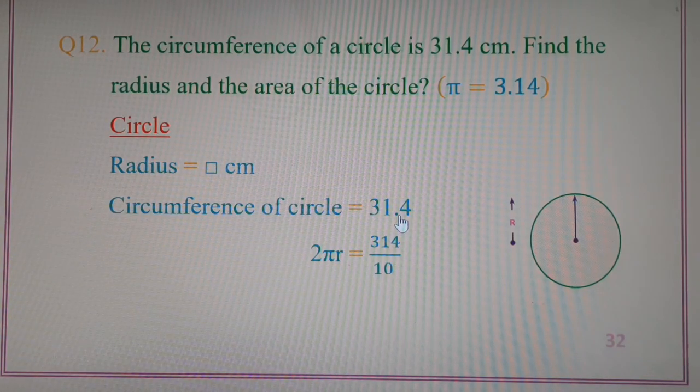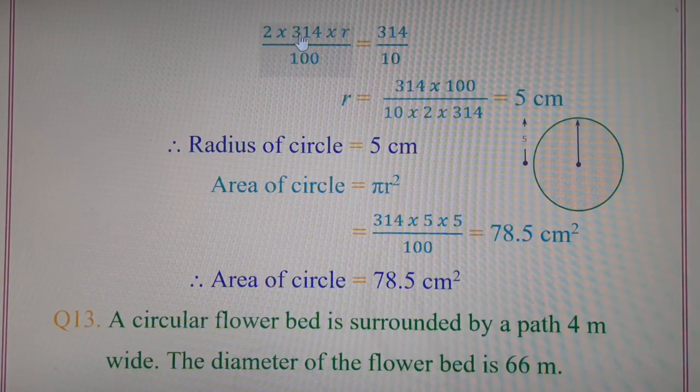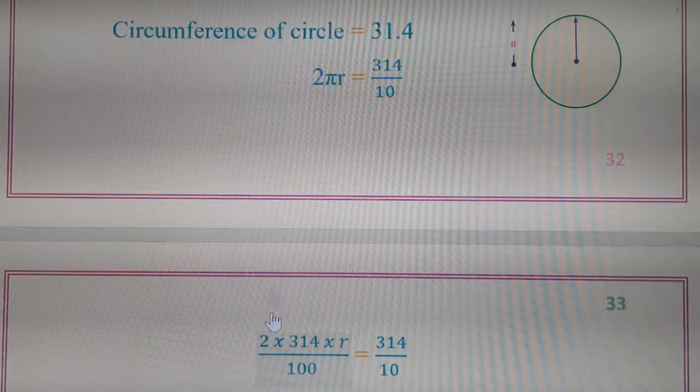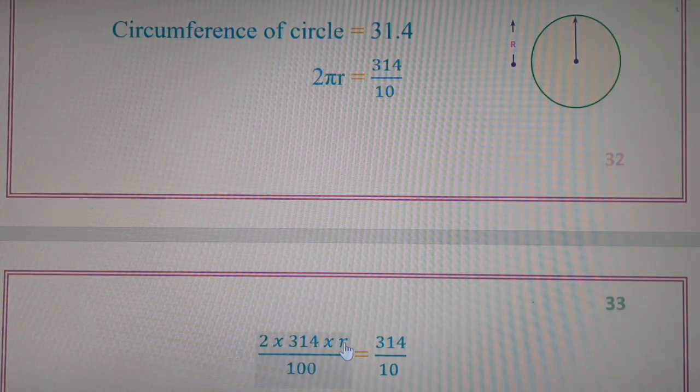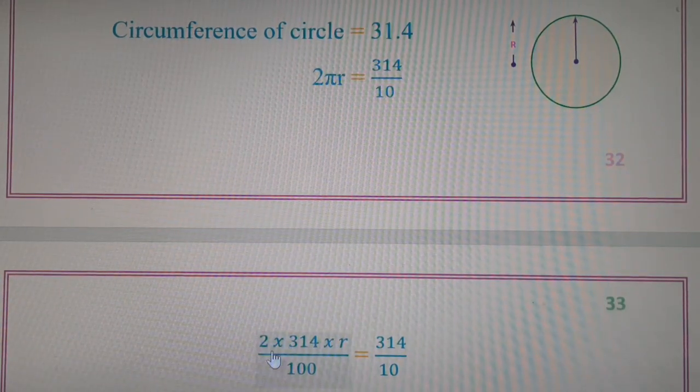So in order to remove the decimal point, I have to put upon 10. So 314 upon 10 I will write. We'll calculate this further as 2 into 314 into r upon 100. Instead of pi, we'll substitute the value 314 upon 100. And radius we don't know, we'll copy as it is. And multiply sign we put in between the different variables.